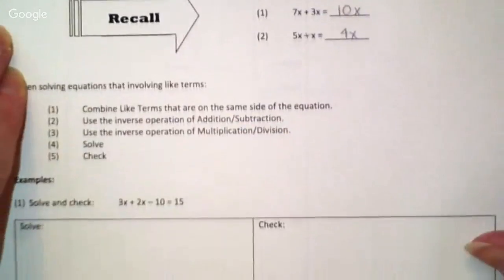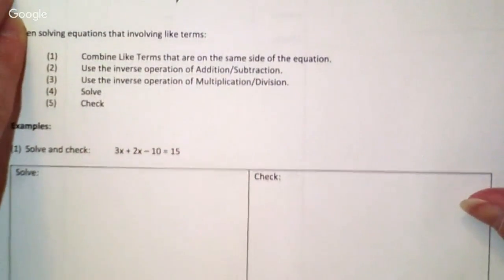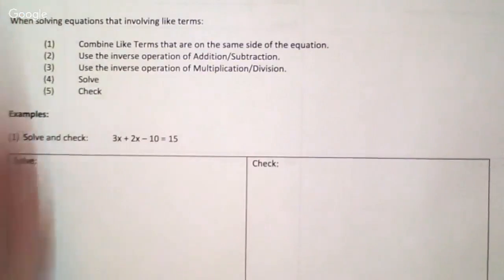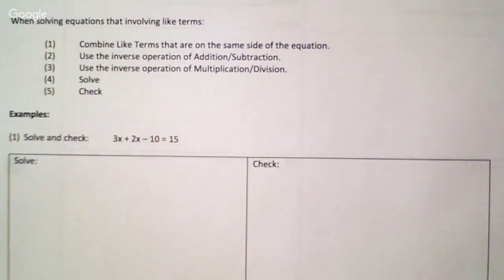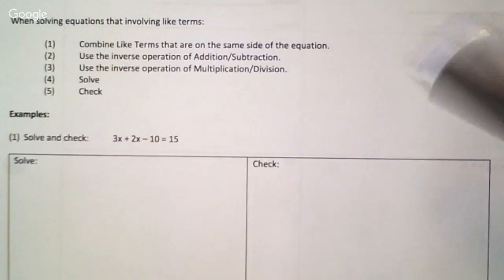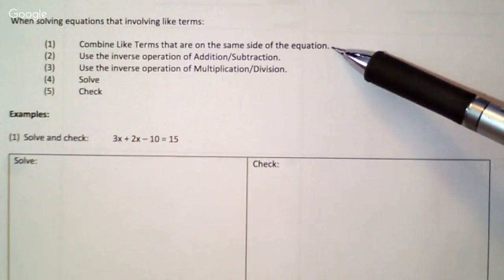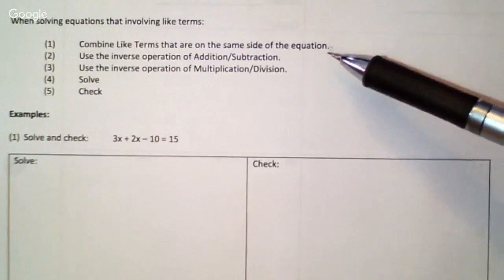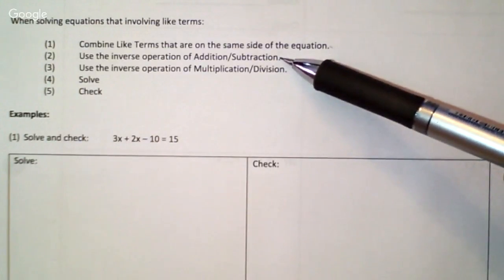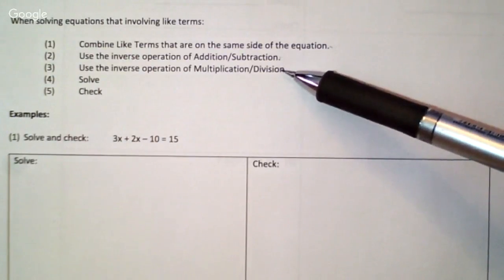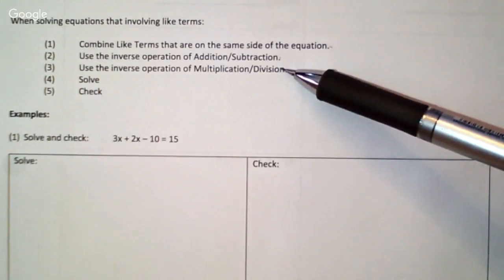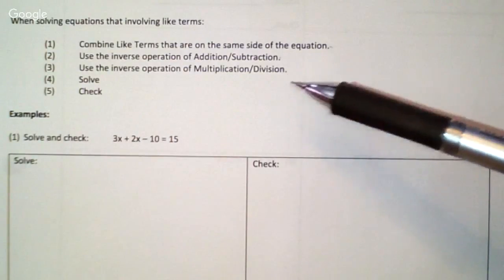Next, our rules when solving equations that involve like terms. The first thing we do is combine like terms that are on the same side of the equation. Then we follow our two-step equation rule. We do all adding and subtraction, the inverse operation. Then we do the inverse operation of multiplication and division, which in that case, once that happens, our equation should be solved, and then we check our equation.